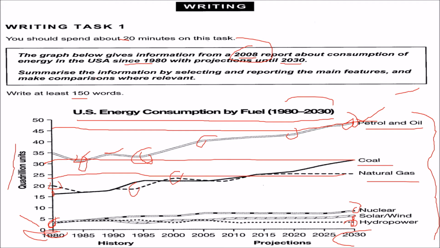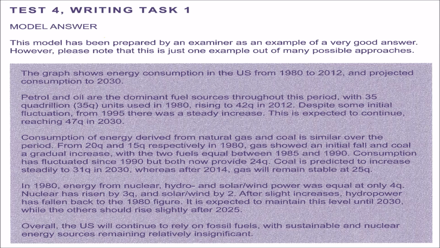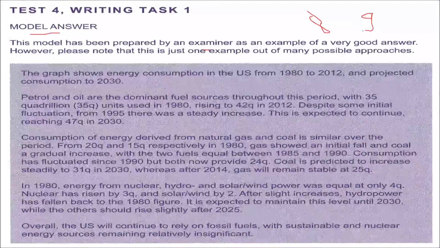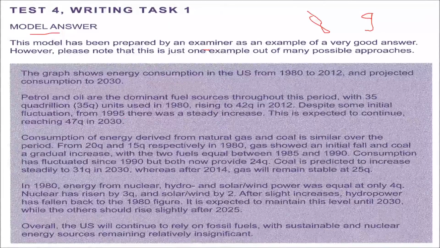So as I spoke and indicated what you have to write, let us go to an actual answer. This is a model answer, prepared by the examiner, and this is supposed to be a very good answer. It means you'll get a band 8 or 9 score if you write something like this. Let us see what the examiner has to say.